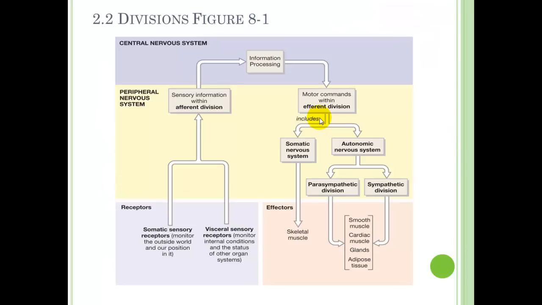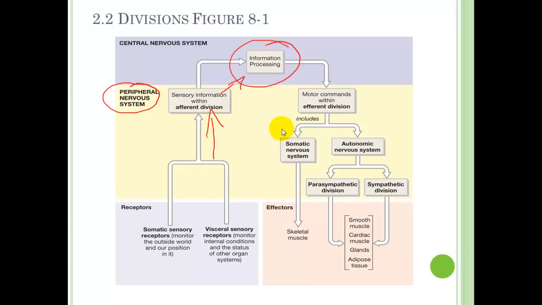2.2, divisions of the nervous system. We have the central nervous system up top here, and it does information processing. And then we have the peripheral nervous system. Now this is going to be outside the brain and spinal cord. And in this we have two divisions. We have a sensory afferent division, which is going to give us information to the CNS. And then we have an efferent division.